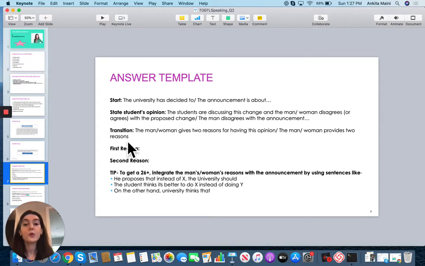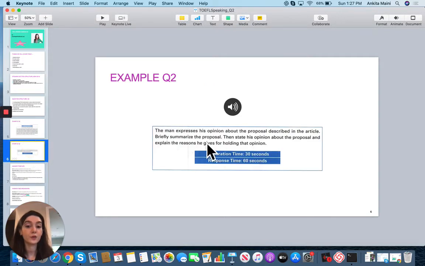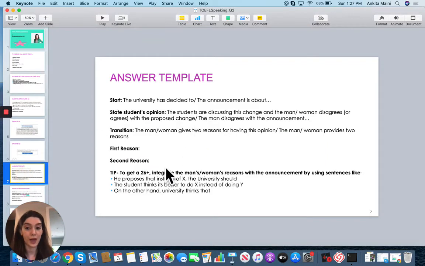Then, you have to explain the third part of the question, which is explain the reasons he gives for holding that opinion. So you're going to make the transition into that by saying, the man gives 2 reasons for having this opinion. Or you can say the man provides 2 reasons. Whatever comes naturally to you.